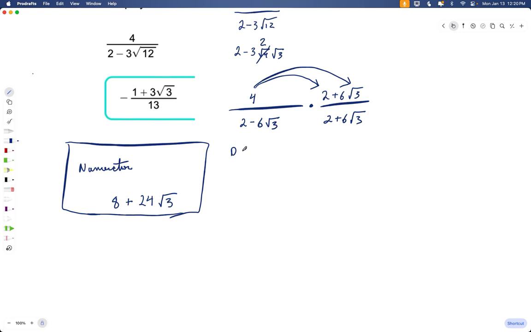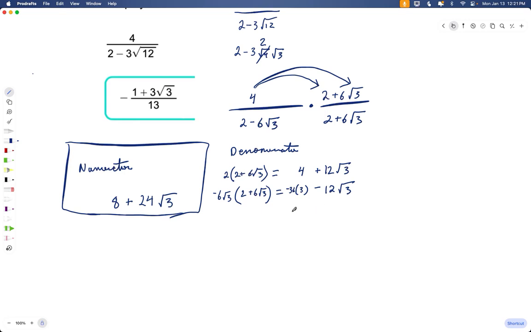Now the denominator is a little bit more involved, because you have to say 2 times each one of these. So if I say 2 times 2 plus 6 times the square root of 3, I get 4 plus 12 times the square root of 3. And then when I say negative 6 times the square root of 3 times 2 plus 6 times the square root of 3, I get negative 12 times the square root of 3, negative 6 times 2, and then negative 6 times positive 6, that's going to be negative 36, and then square root of 3 times square root of 3 is 3, right?